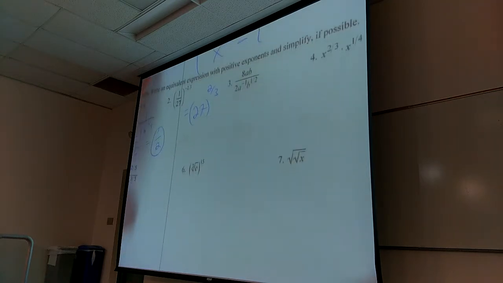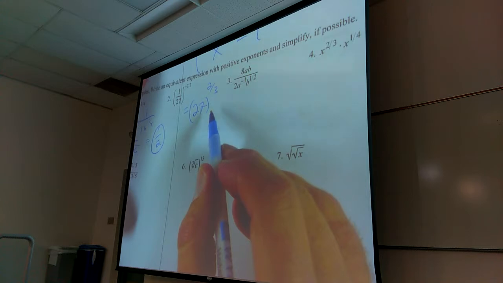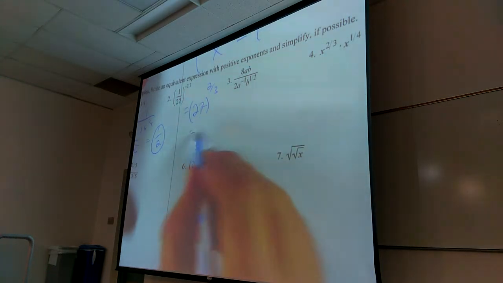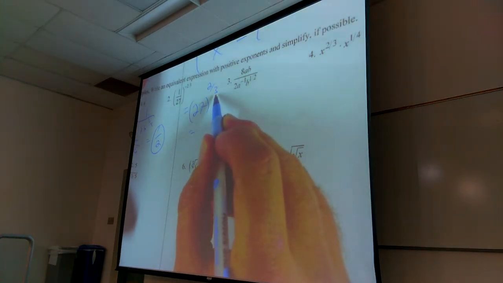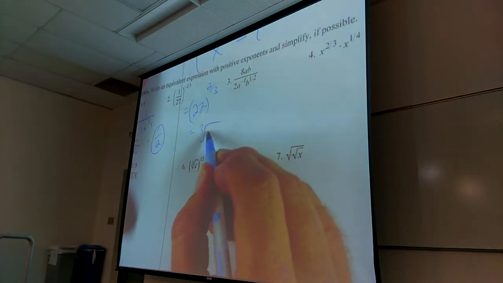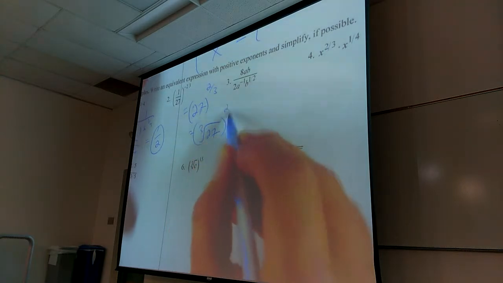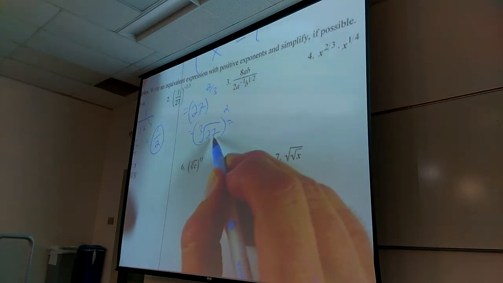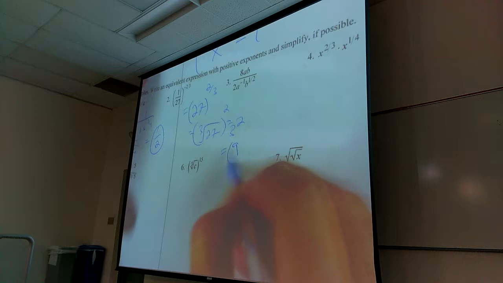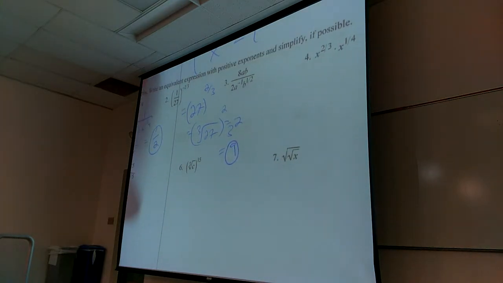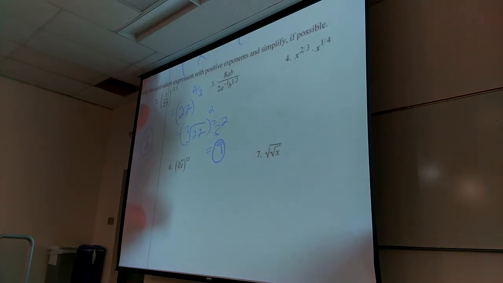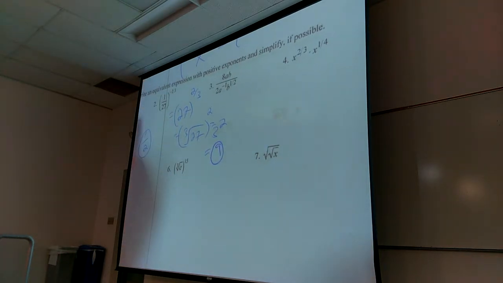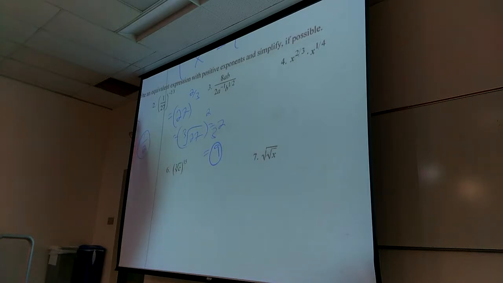And then what's this? How do I rewrite this? Cube root of 27. Cube root of 27 is 3. 3 squared is 9. Okay. Ooh, I like number 3. You would, Jeff. You can do this.